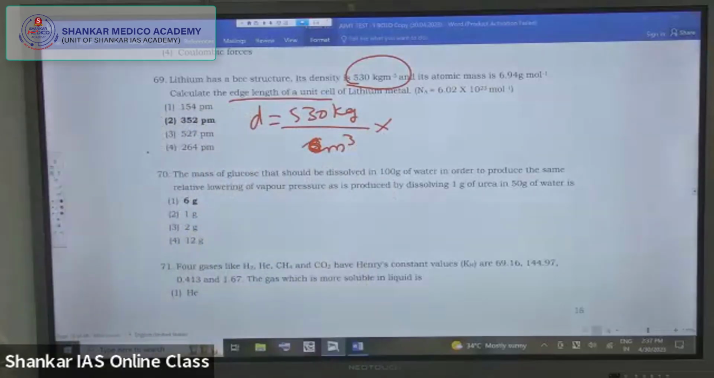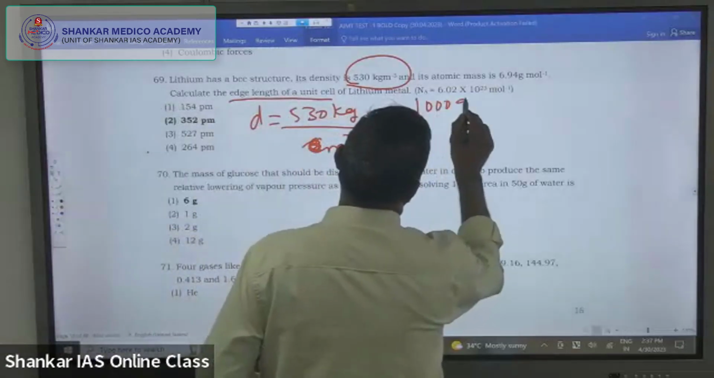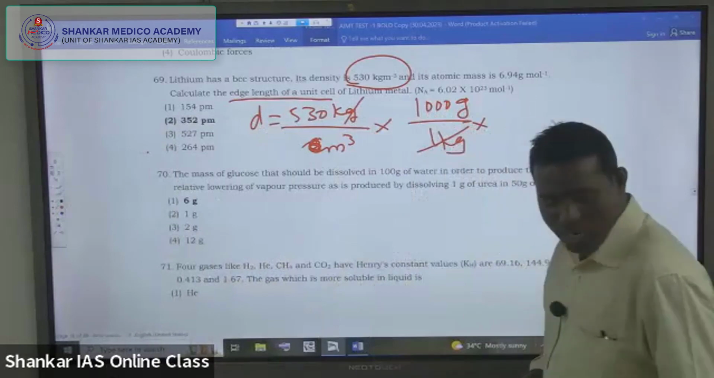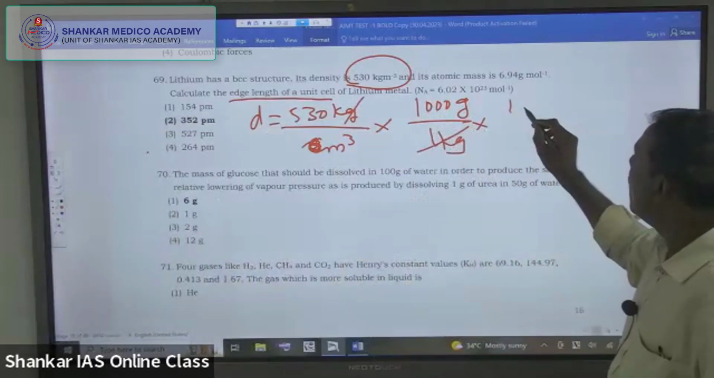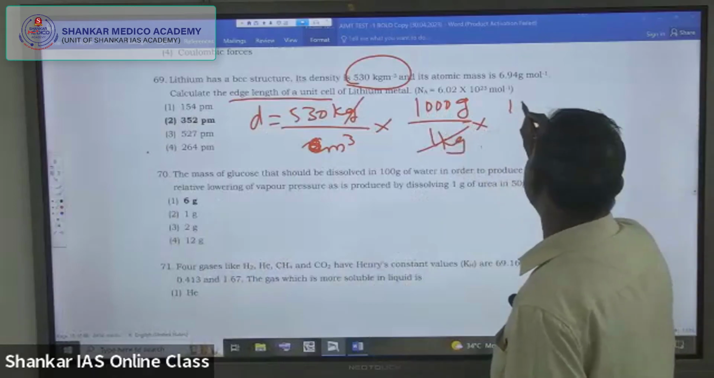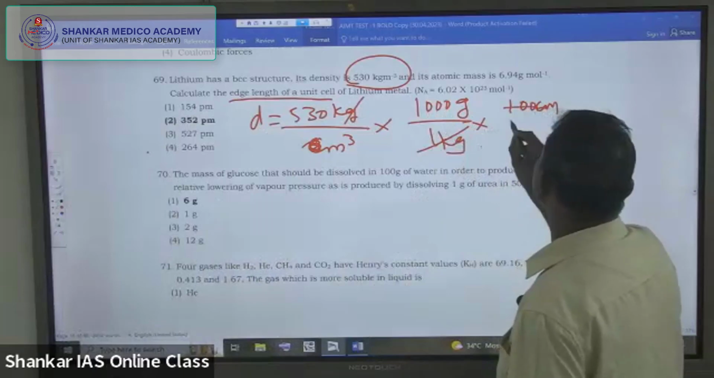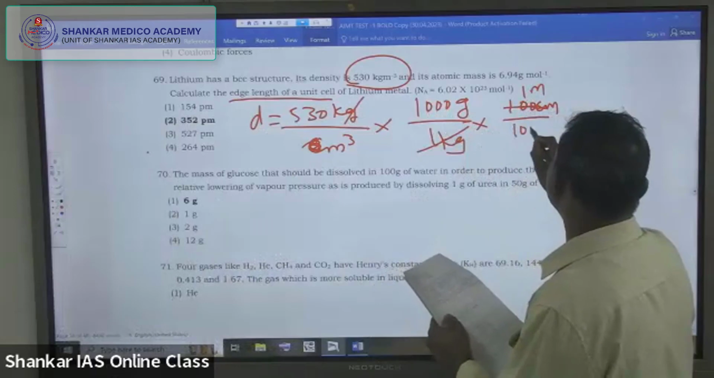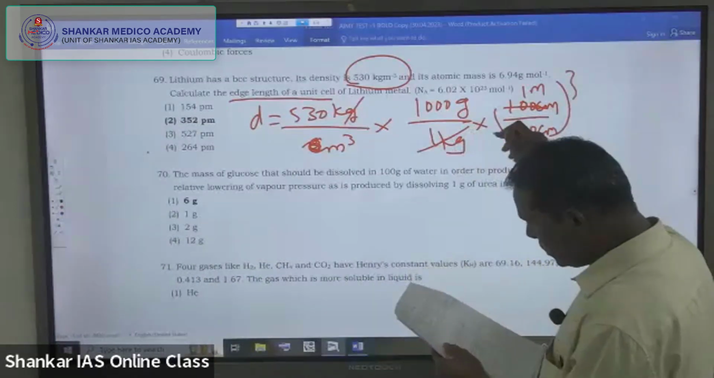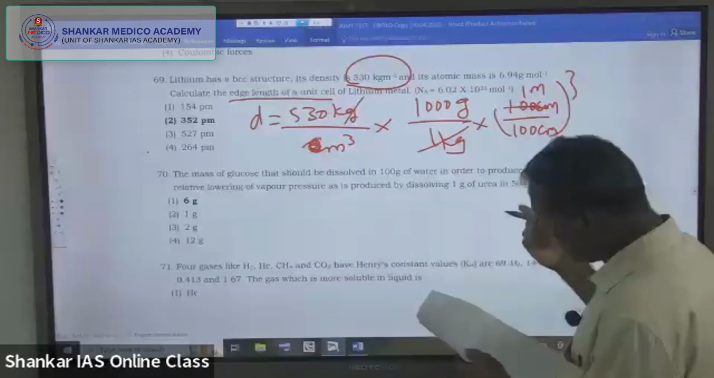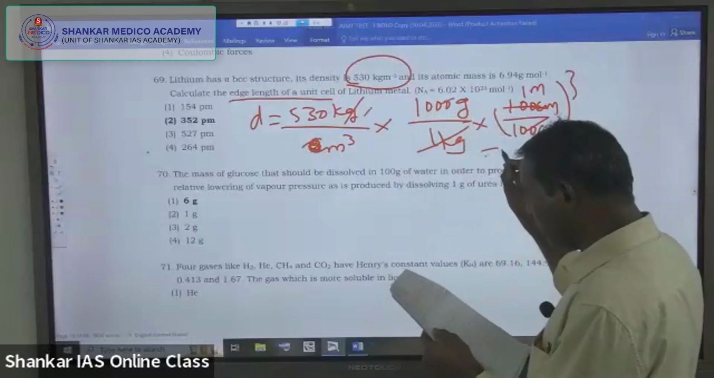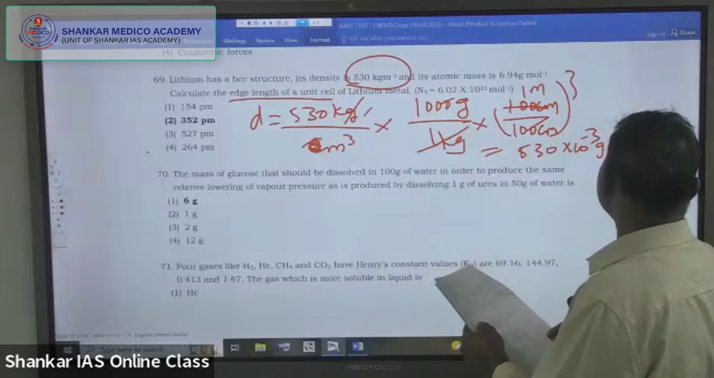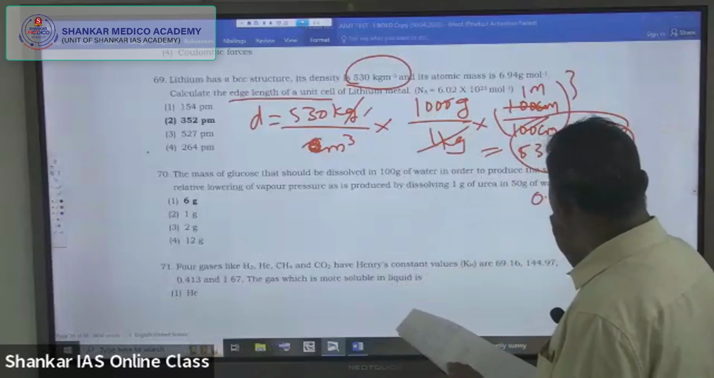Here I am doing the unit analysis. 1000 gram is equal to 1 kilogram, so it is going to cancel. Then I am going to cancel centimeter: 100 centimeter is equal to 1 meter. If you do everything, finally you are going to get 530 into 10 to the power minus 3 gram per centimeter cube. Of course, we can also call it 0.53 gram per centimeter cube.